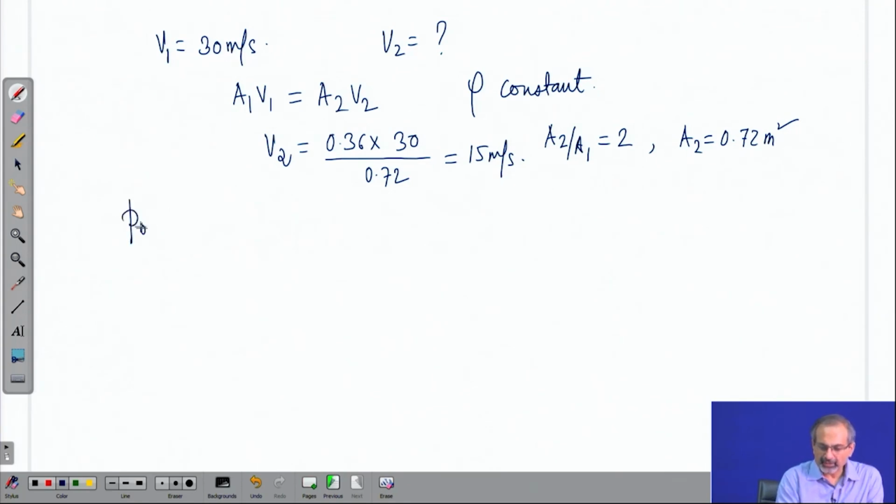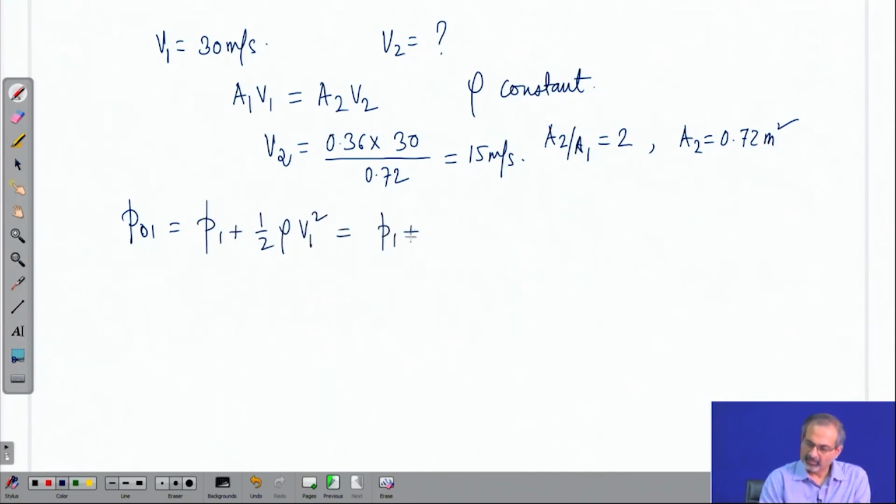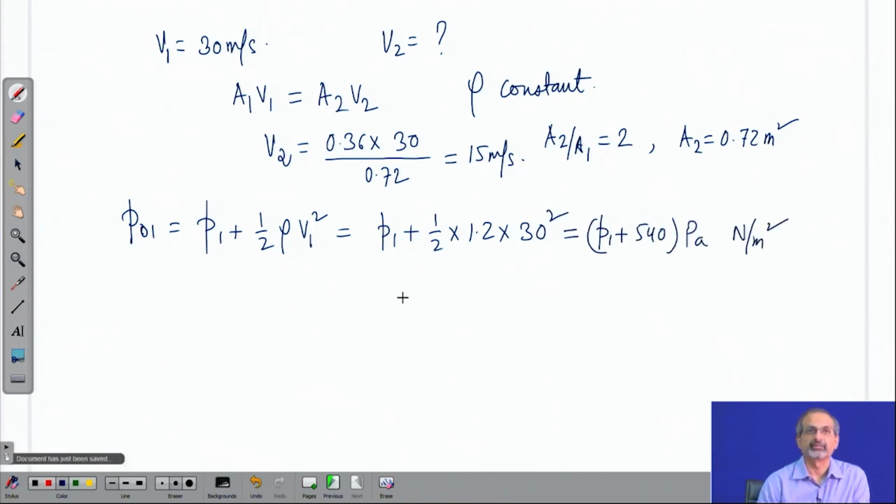Now, if you look at the stagnation pressures at the two stations, P naught 1 and P naught 2, how can you work them out? Let us write down the representations. The dynamic part we can write down. The representation will be something like this, so many pascals or newtons per meter square. This is the stagnation pressure at 1. Similarly, you can work out the stagnation pressure at the second point.